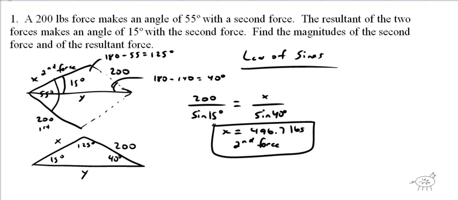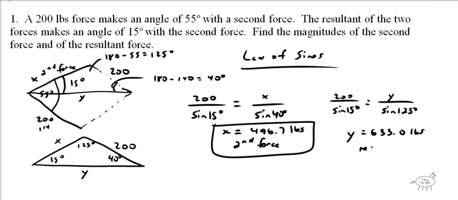And then same thing, 200 over sine of 15 degrees equals Y over sine of 125. Cross multiply and solve, so we get Y is equal to 633.0 pounds. And that's the resultant force.